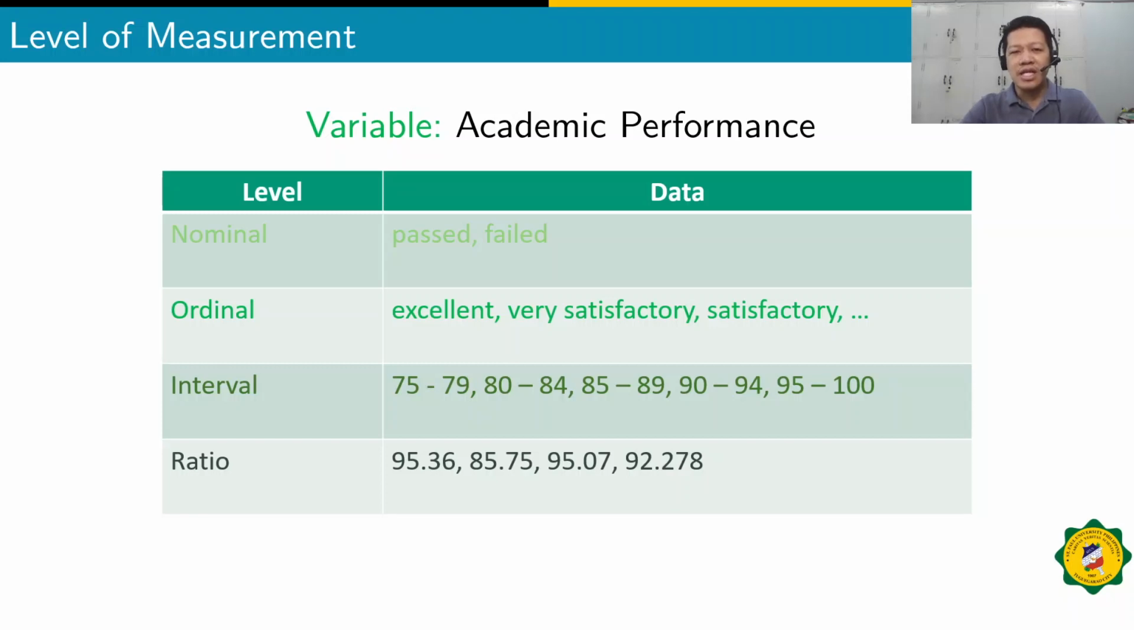So that's how a certain variable belongs to a certain level. It depends on the data you are collecting, and this level of measurement affects the choice of statistical tests to be used in your study. It's one of the criteria in choosing the appropriate test to be used in a research paper.